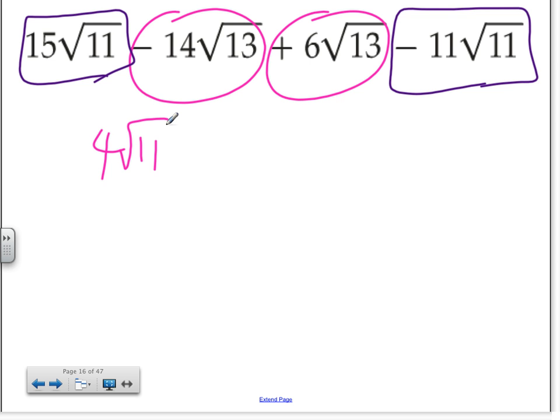What else can we combine? Negative 14. Which is? Negative 8. 8 what? Negative radical 13. There it is. And that's how we do it. Question.